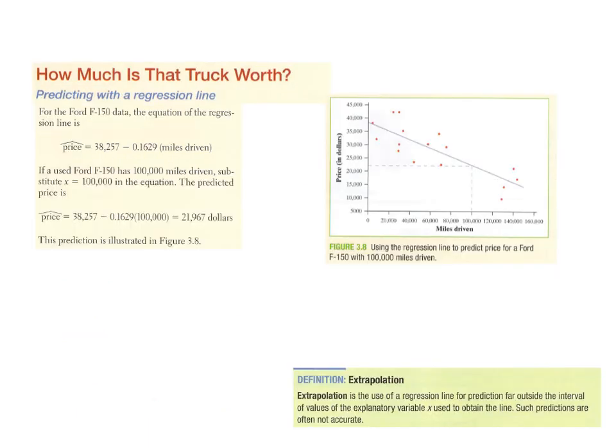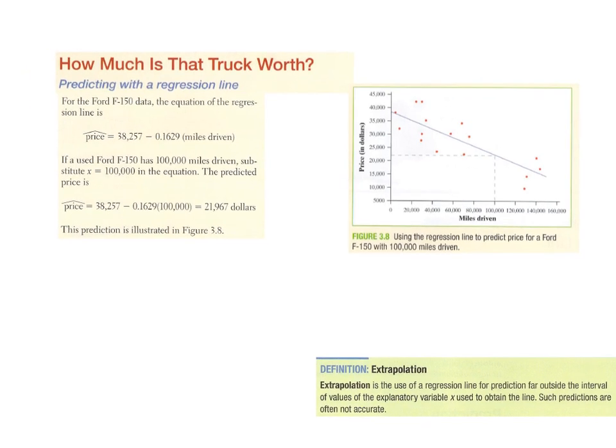Okay, as most of you are aware, you know how to do this, you can predict using your regression line. So basically, by putting your line of best fit in there, I can predict the price. I can get my y hat. So in our problem here, if the used Ford F-150 has 100,000 miles driven, we're going to predict the price. Okay, so we can just plug that into our equation.